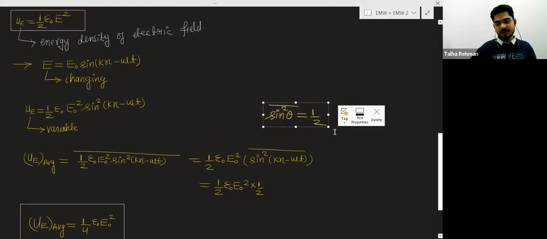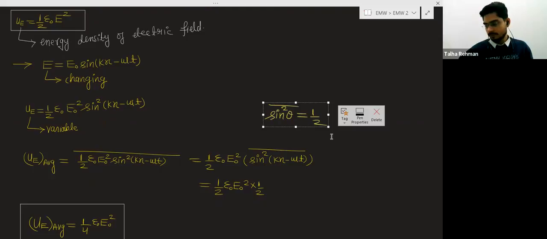This thing we have discussed in the last chapter, how to take the average value. Average value of sine theta only will be 0. Sine square theta will be half for the full cycle.